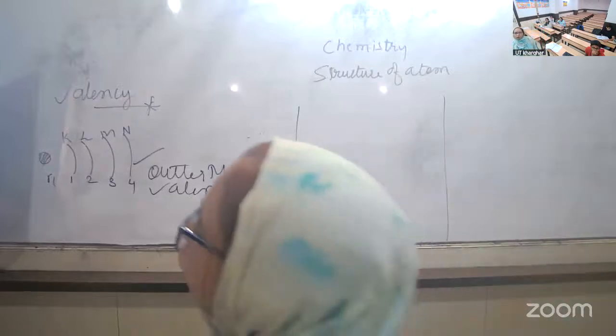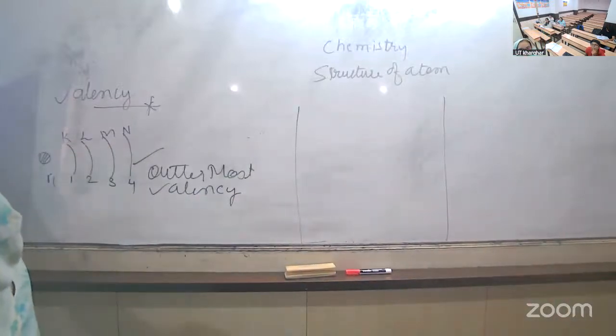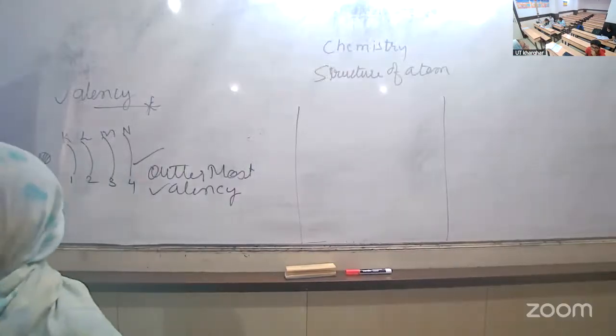Then next, moving to the halogens, group 17: F and Cl, atomic numbers 9 and 17. Check the electronic configuration.